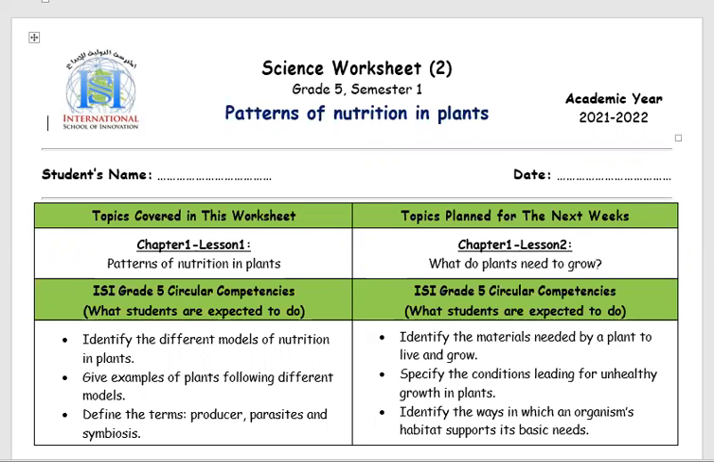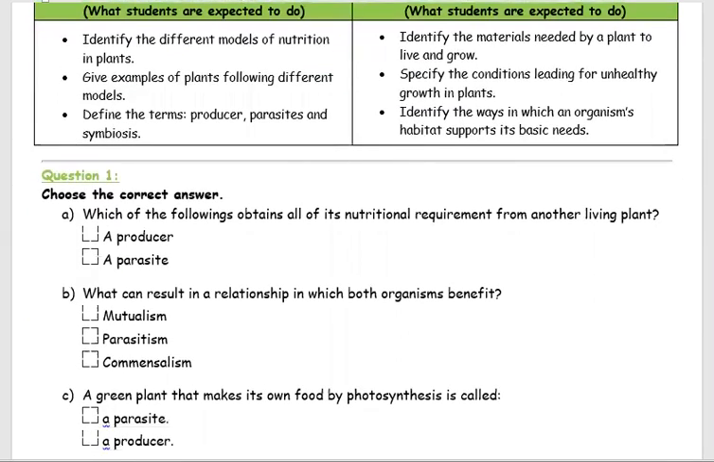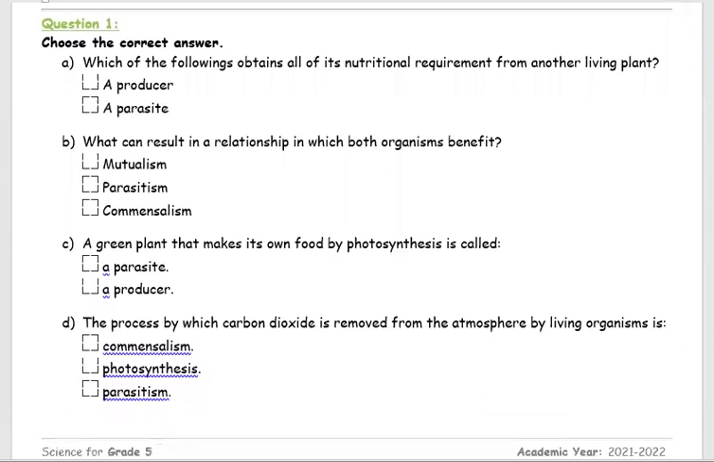In this video, I will be solving the science worksheet number 2, and we are still talking about patterns of nutrition in plants. So plants are living things. They use energy to grow and to live. Where do they get this energy from? They get it from food. There are different patterns for different types of plants.